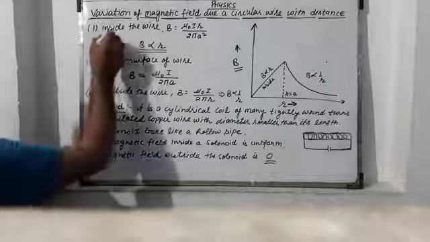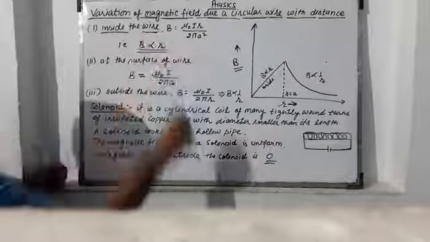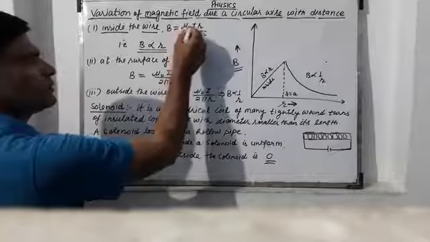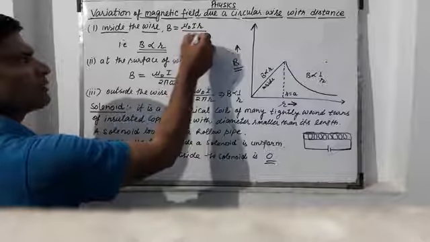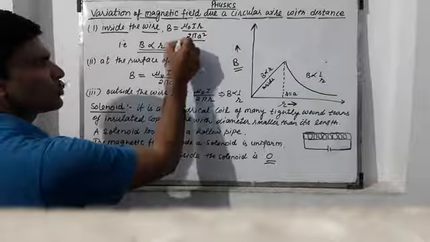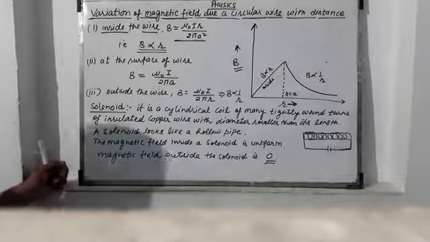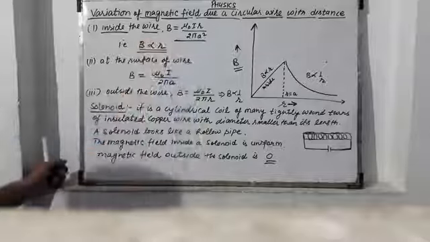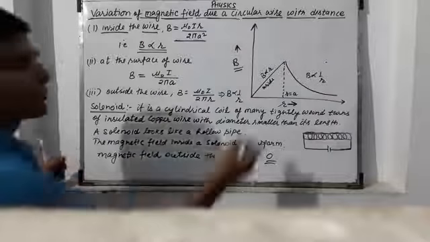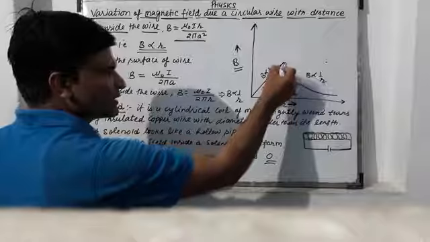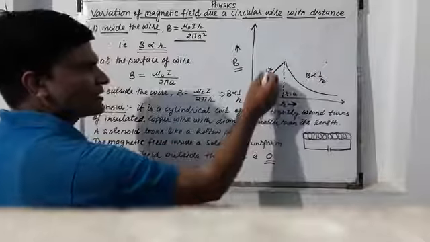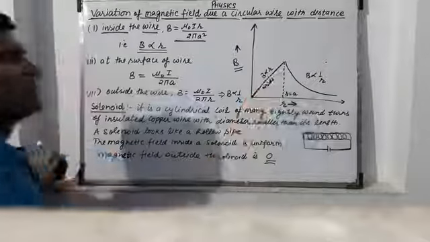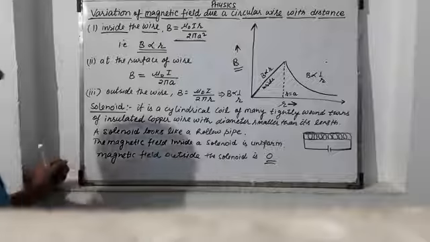As you know, inside the wire the magnetic field is B = μ₀Ir/2πa². From this we have B directly proportional to r. This is represented by this portion. B is directly proportional to r. This is inside the circular wire.